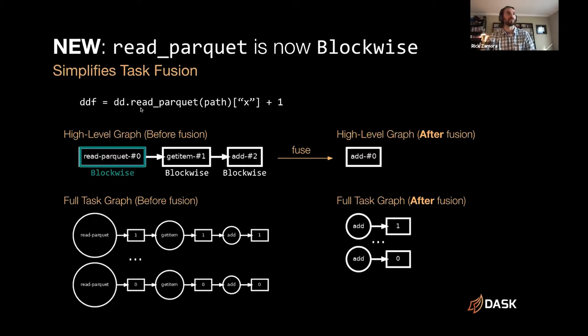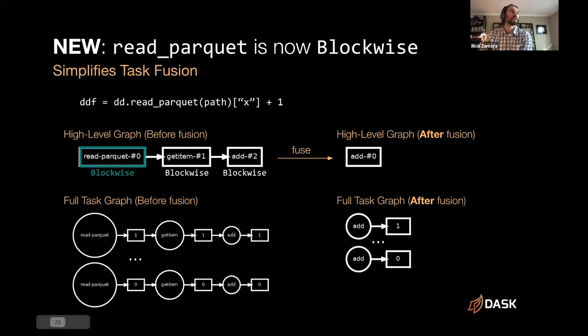Let's say there's an example where you read Parquet and you select a column. This is called a get item operation, and then you add something. So you're doing something on every single partition, adding an integer. For a high-level graph, this looks like just three layers. For a full task graph, which people usually are more familiar with, for each of your partitions, let's say there are two partitions in your data set, you're going to read Parquet, select the column X, and add one to it.